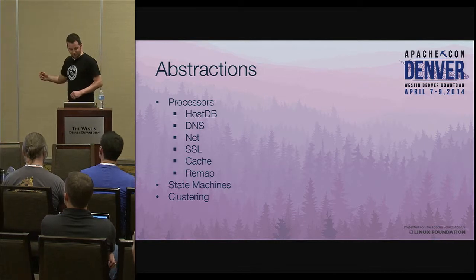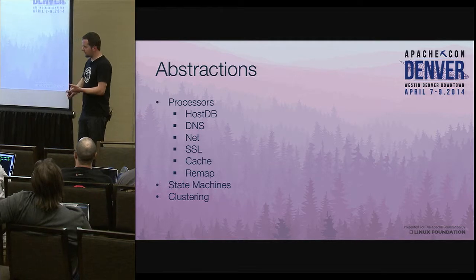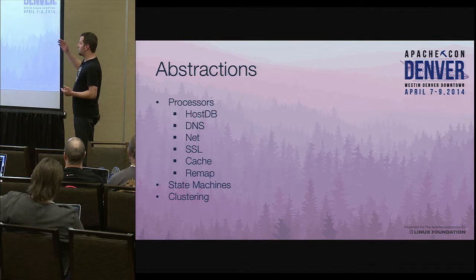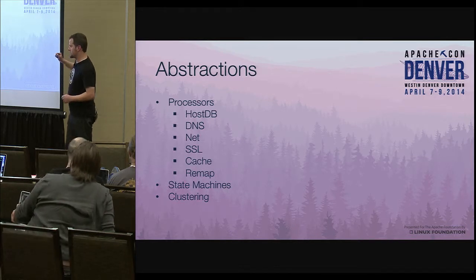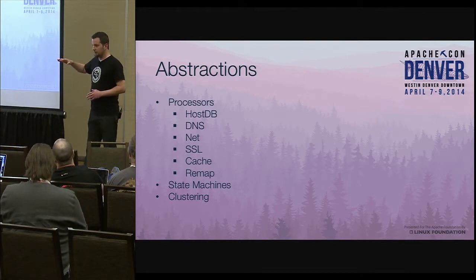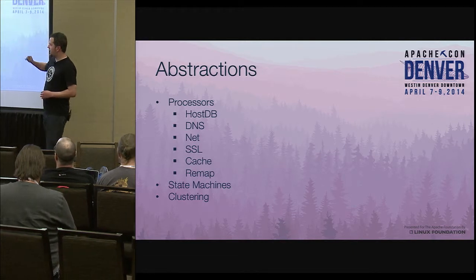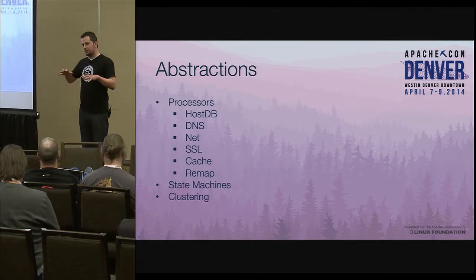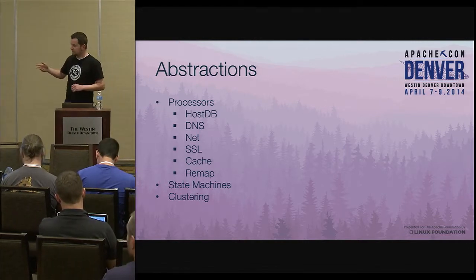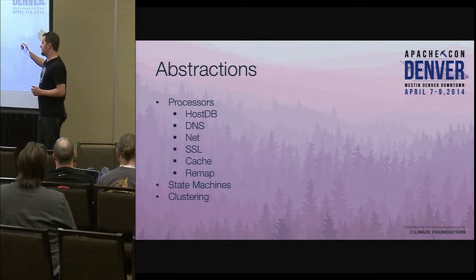All right, this is the last section, all the wonderful abstractions that we have. On top of all the wonderful things we do with the CPU and the memory and the network, we have these abstractions that we put on top. So we have our processors. These are related back to the thread types that we had before. We have a net processor, and basically that sets up the thread pool for the net, and it's also responsible for scheduling the continuation. So essentially, this is where the event loops live.